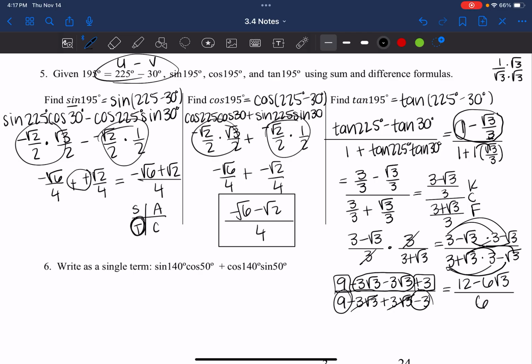And then I can simplify my fraction. So here and here are divisible by 6. That becomes 1. That becomes 2. I'm left with 2 minus square root of 3. And that 6 in the bottom simplified out.